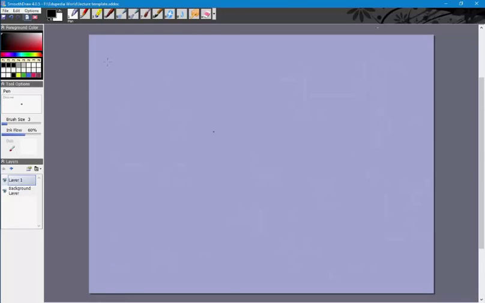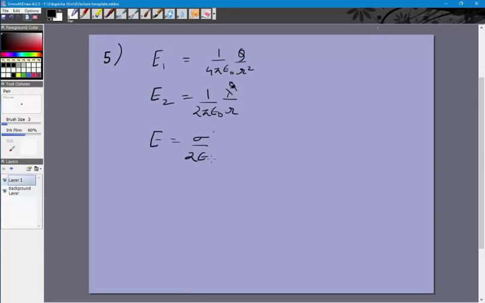Let's look at problem 5. We are given E1, E2 and E3 are the electric fields at a distance r from a point charge q, a long wire of linear charge density lambda, and a plane with uniform charge density sigma. So we know the formulas for all three. E1 will be 1 by 4 pi epsilon naught q by r squared. E2 is 1 by 2 pi epsilon naught lambda by r. And E3 is a constant, sigma by 2 epsilon naught.